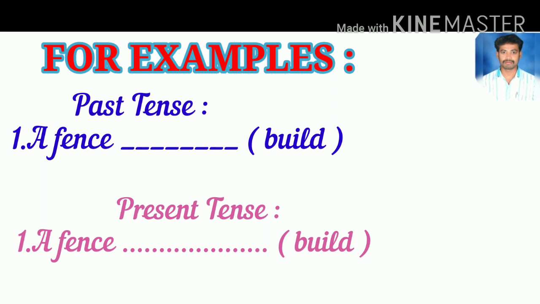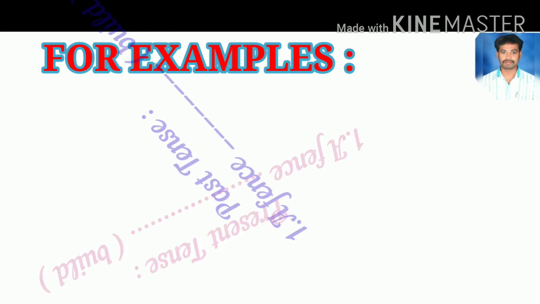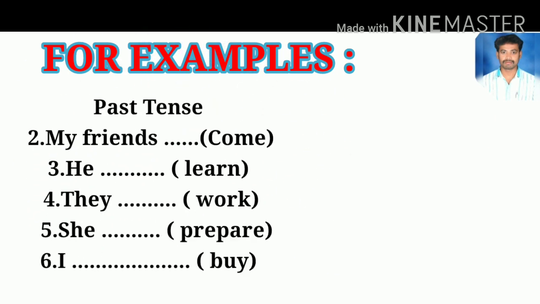So what is the answer? Look at that: a fence was built. A fence is built. Like that we write the correct answers. Then we are going to see other examples. I am just giving examples for you, so all of you observe. You need not give importance to the other words. Just give importance to the word in the bracket, and then observe the subject.